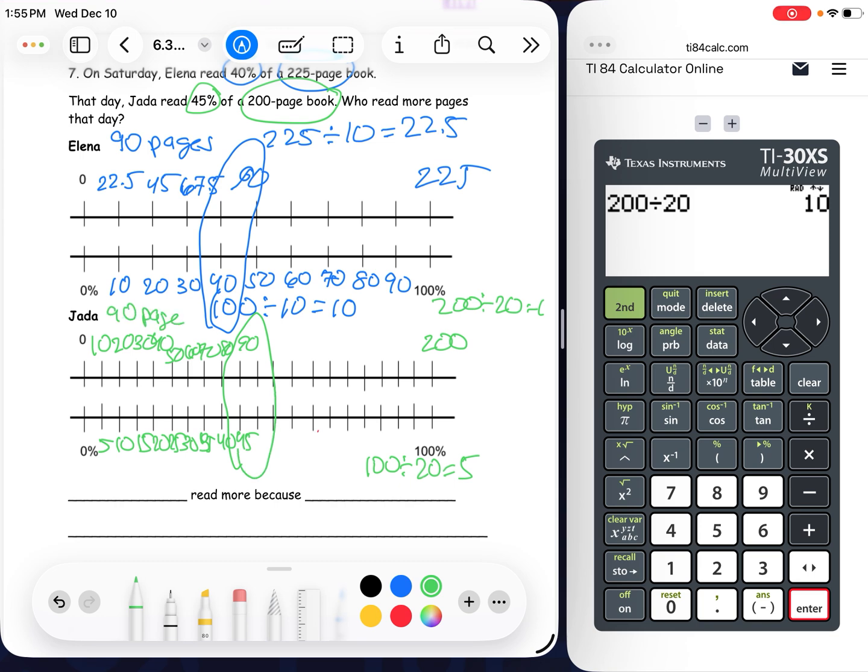So who read more? Neither read more because they both read 90 pages. Awesome. You are going to do so awesome on our test tomorrow. Good work.